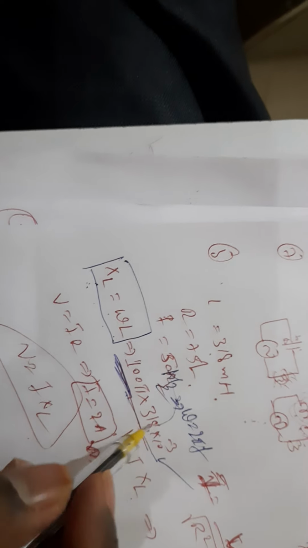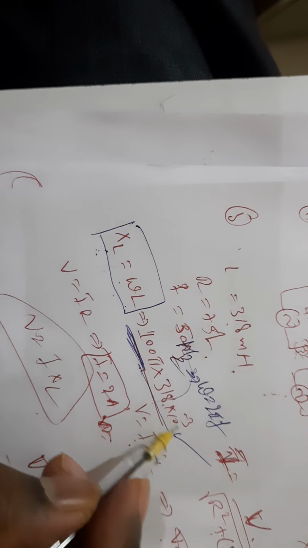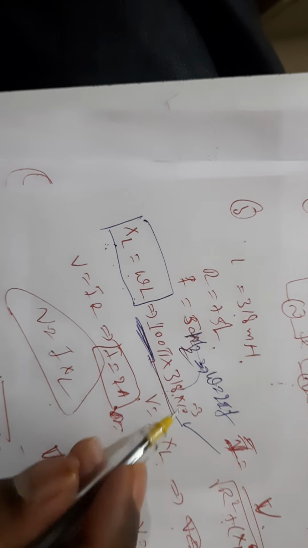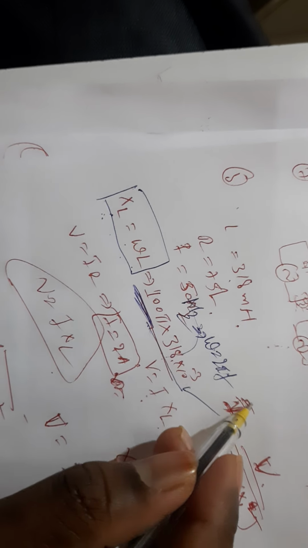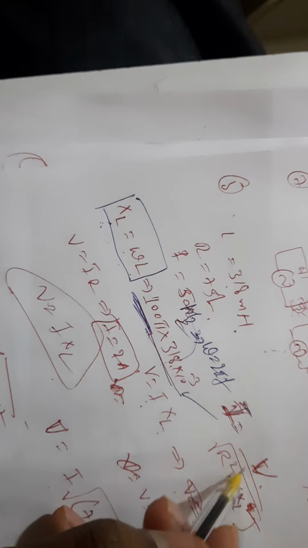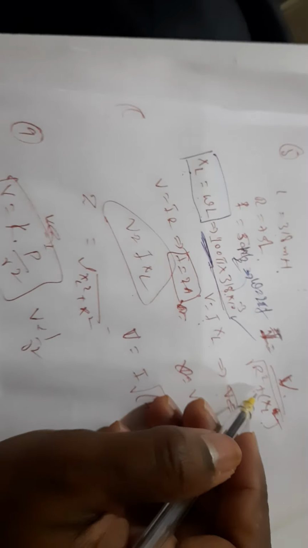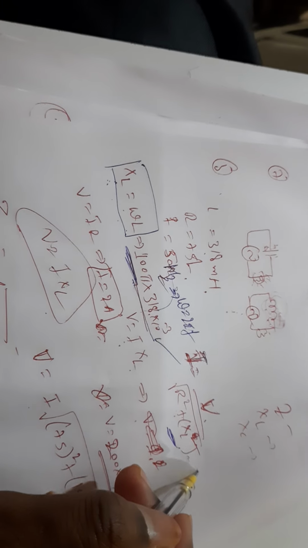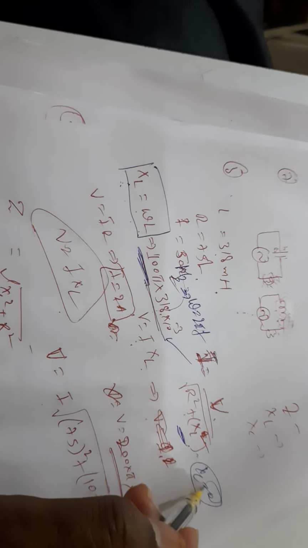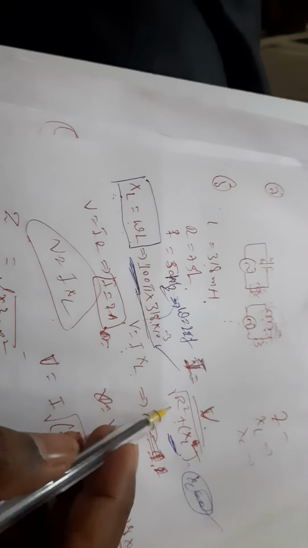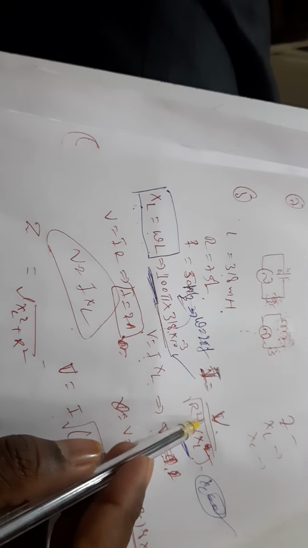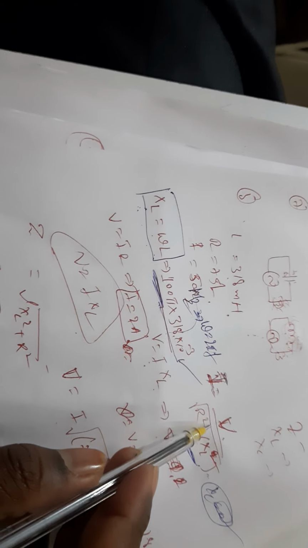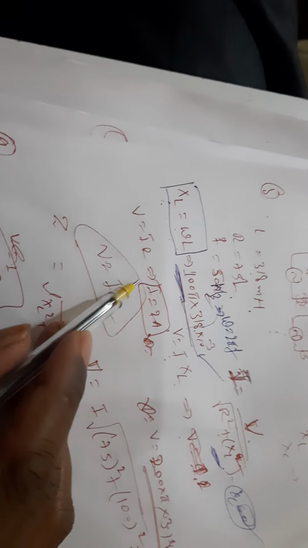To save time, don't calculate here; we will directly substitute wherever required. Before that, I need to find I equals V by impedance, square root of R squared plus (XL minus XC) squared. Since XC is not mentioned, I did not consider XC here. So from this formula I cannot directly find the source voltage. For that I have the resistance as well as the voltage.